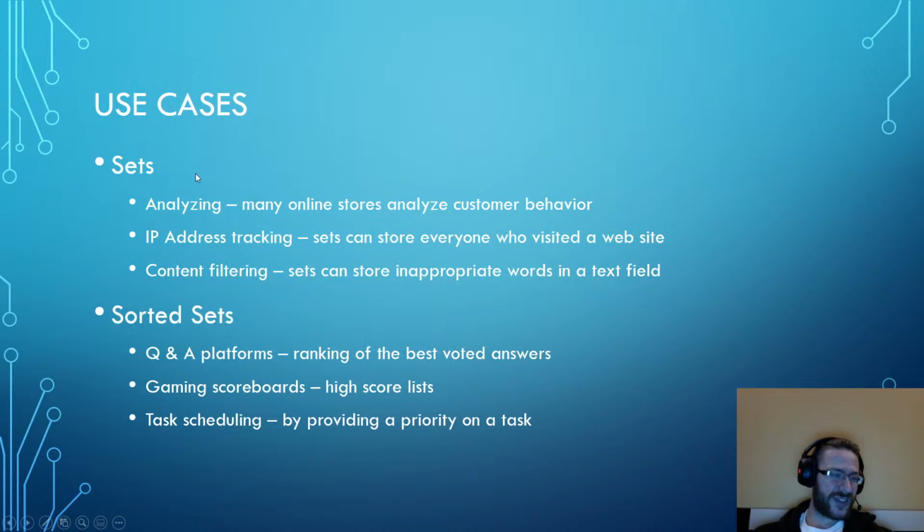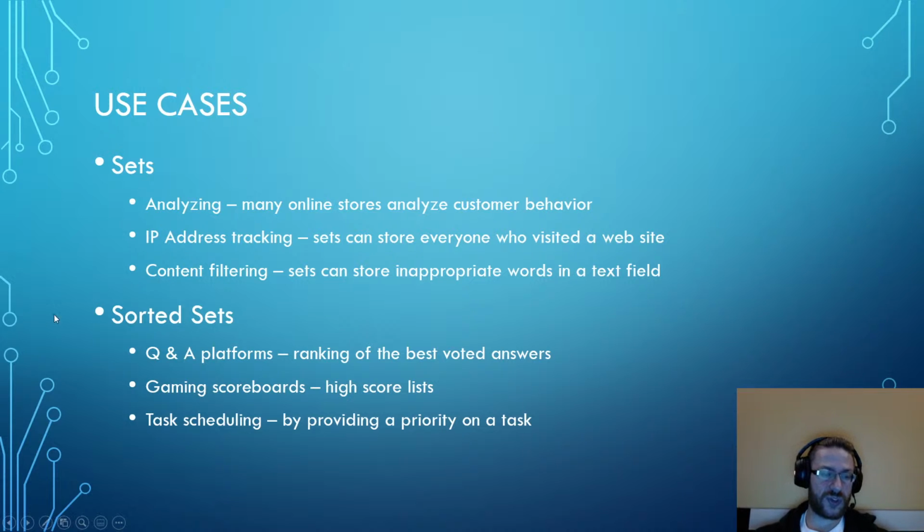We need to use sets for various types of data where order doesn't matter, like content filtering and IP address tracking. It's super fast to check whether something exists in a set. That's the most important part here.